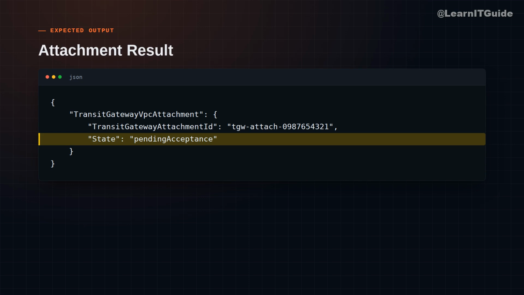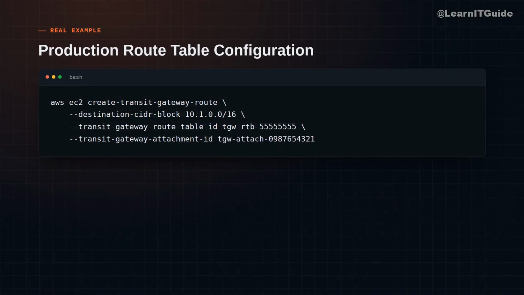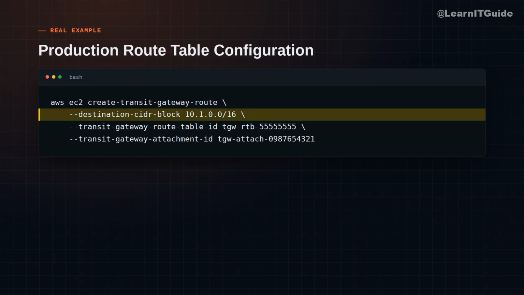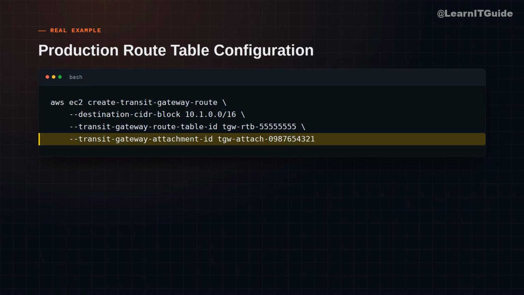If you are in the same account, it will automatically transition to available. In a production environment, you need specific routing rules. Here, we create a route to point traffic for a specific CIDR block to our attachment. This tells the transit gateway that if it sees traffic for the 10.1 network, it should send it to this specific attachment. This is how you control traffic flow between your production and development environments.